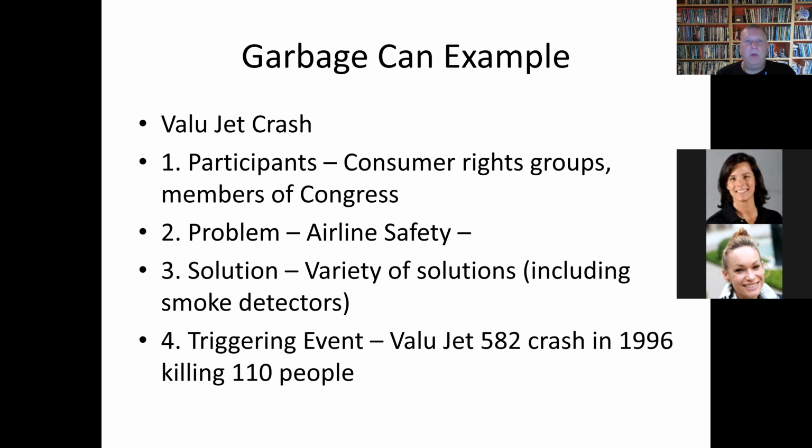So here's an example of garbage can model decision making. Several years ago, there was the ValuJet crash. There's a budget airline called ValuJet. Unfortunately, one of its planes crashed in the Florida Everglades, killing almost everyone on board, 110 people. In this ValuJet crash, we ended up getting a major policy change as a result.